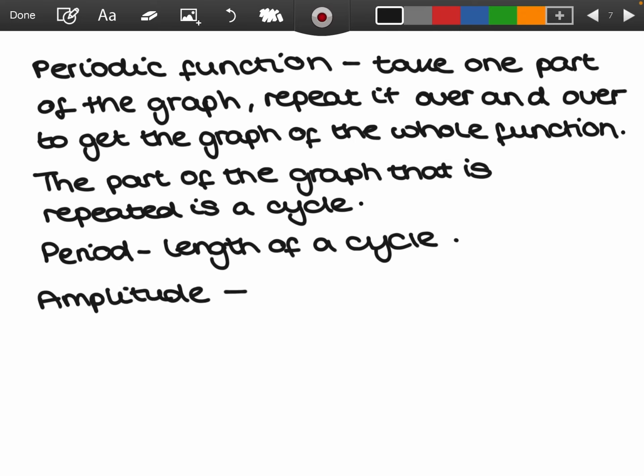And the amplitude, again, all of these relate to a periodic function. The amplitude of a periodic function is going to be the average of the largest and smallest values. So if I take the maximum and minimum values for a periodic function, add them together and divide by 2, so I'm taking the average of the maximum and the minimum value, that will give me the amplitude.